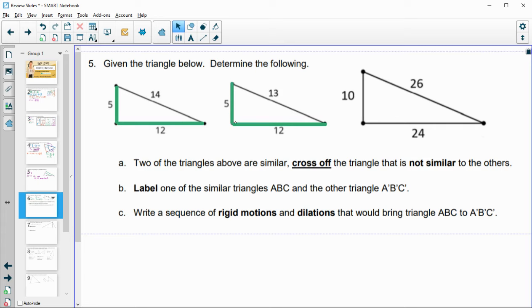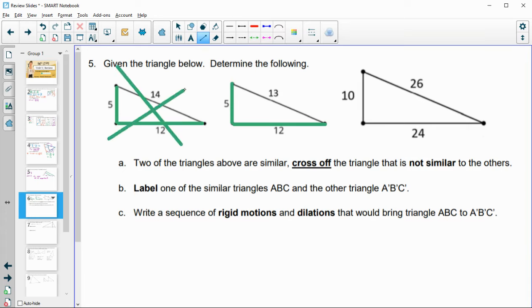We notice that we multiply the 5 by 2 to get 10 and the 12 by 2 to get 24. Then 14 times 2 would be 28, and 13 times 2 is 26. So this triangle here is not similar to the others. We're just going to cross that one off.